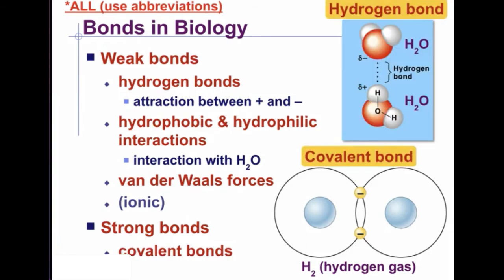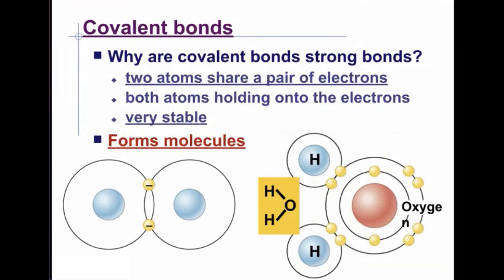Okay, so here's the diagram of a hydrogen bond. It's a bond between hydrogen, that's why it's called hydrogen bond, and covalent bonds over here with hydrogen gas. When they bond together, that's a covalent bond. So why are covalent bonds strong bonds? Well, two atoms actually share a pair of electrons, both atoms holding on to the electrons, which causes them to be very stable. It mostly forms molecules, as you can see in this example.